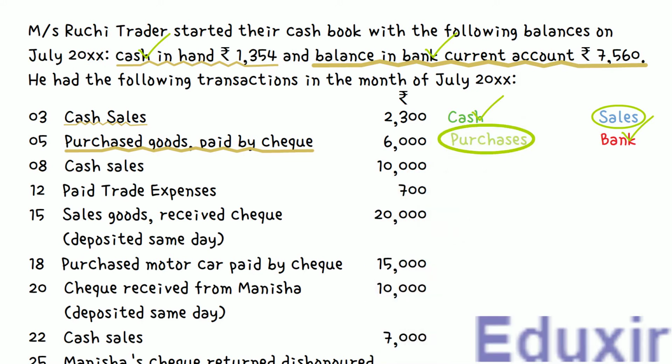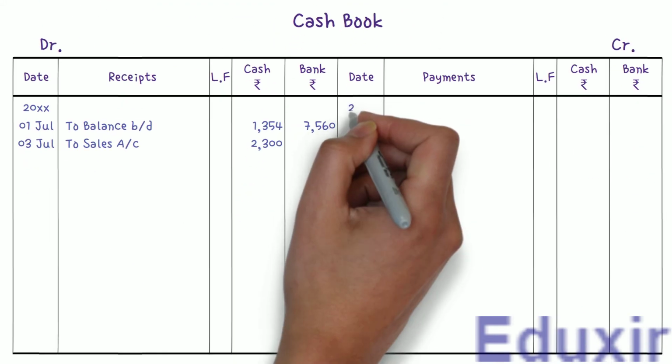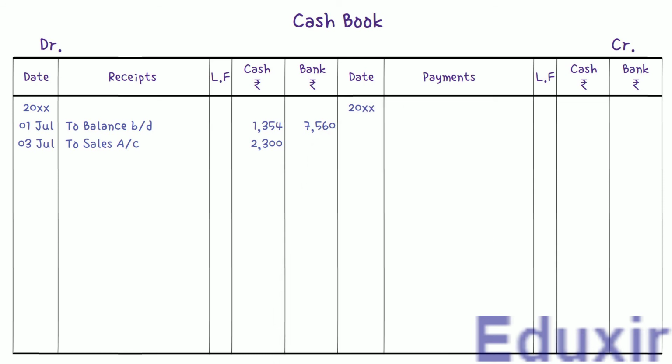With this analysis at our disposal, let us proceed with the posting this entry to the credit or payment side of the cash book. As this is the first entry on the credit side, let us first record the year in the date column. Let us then record the date.